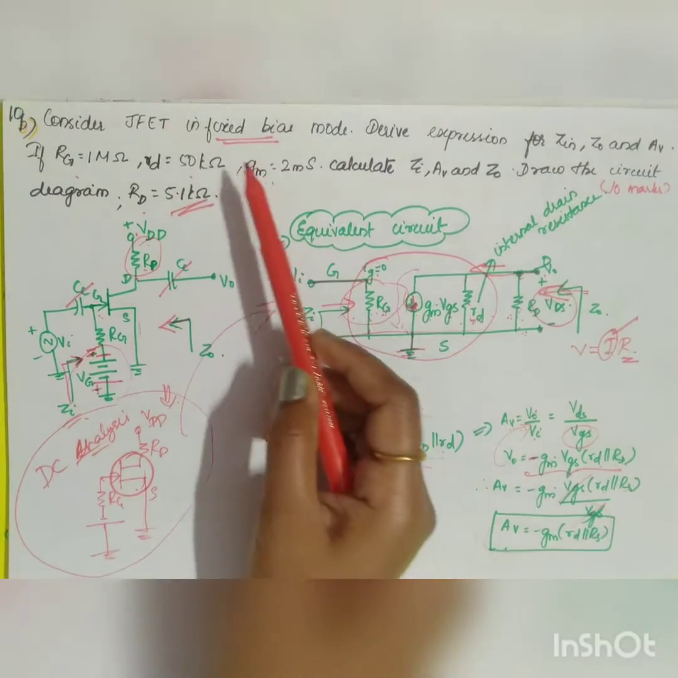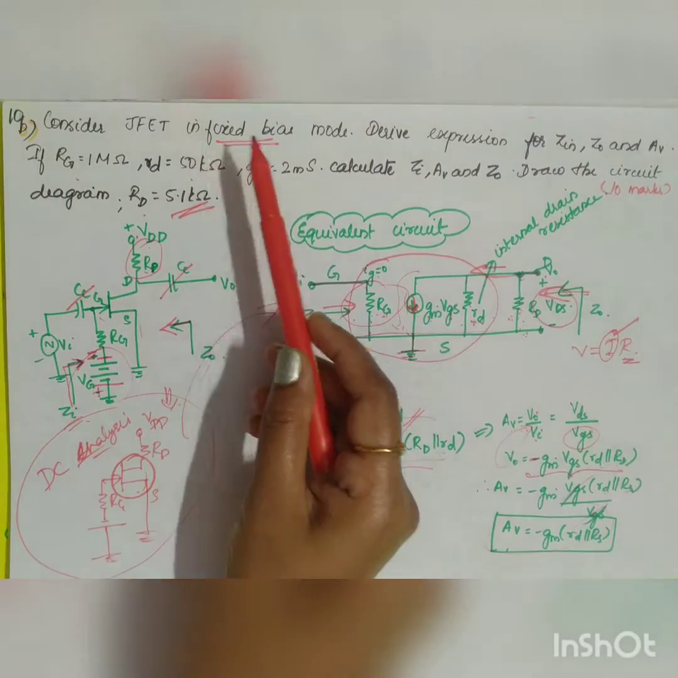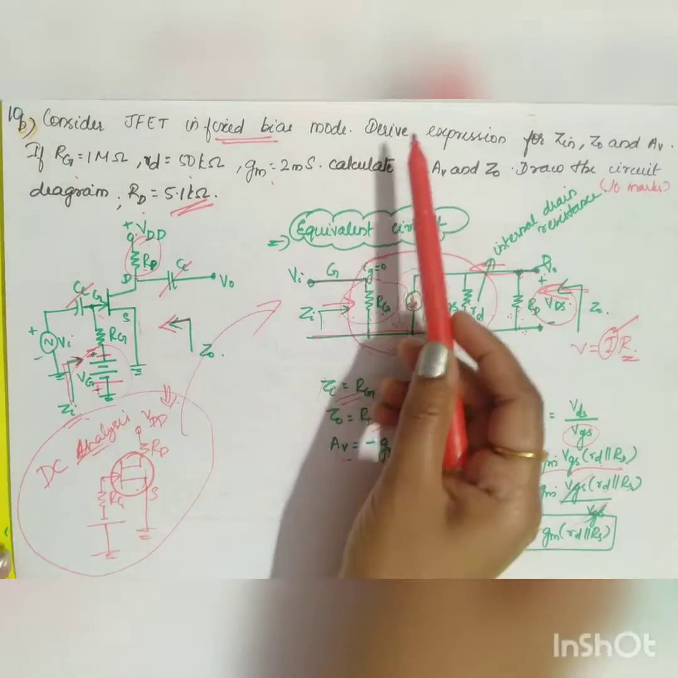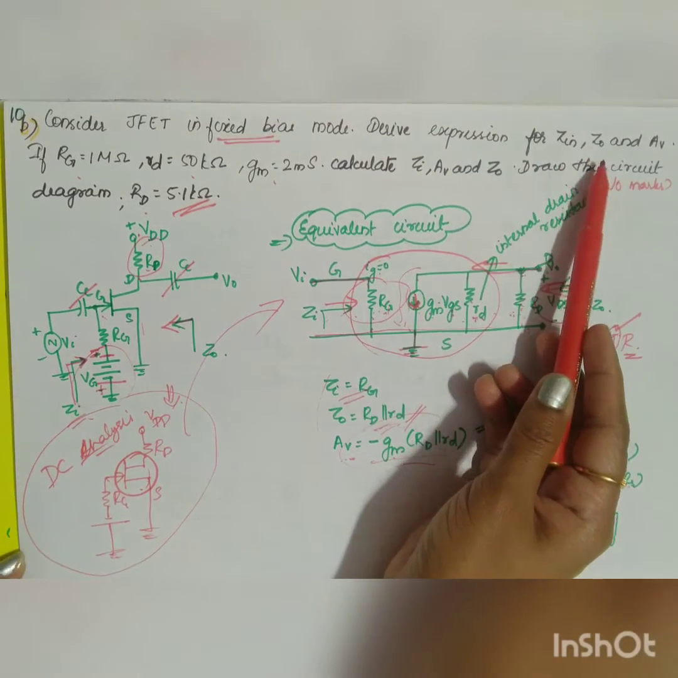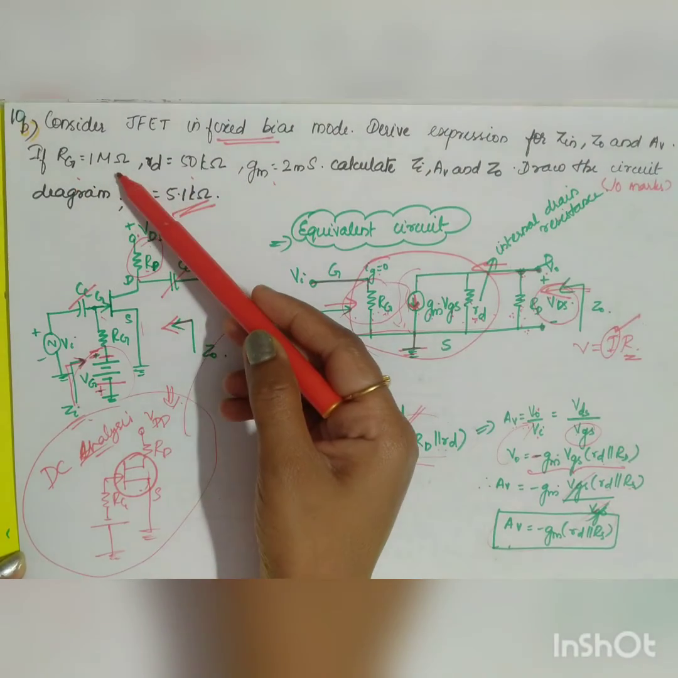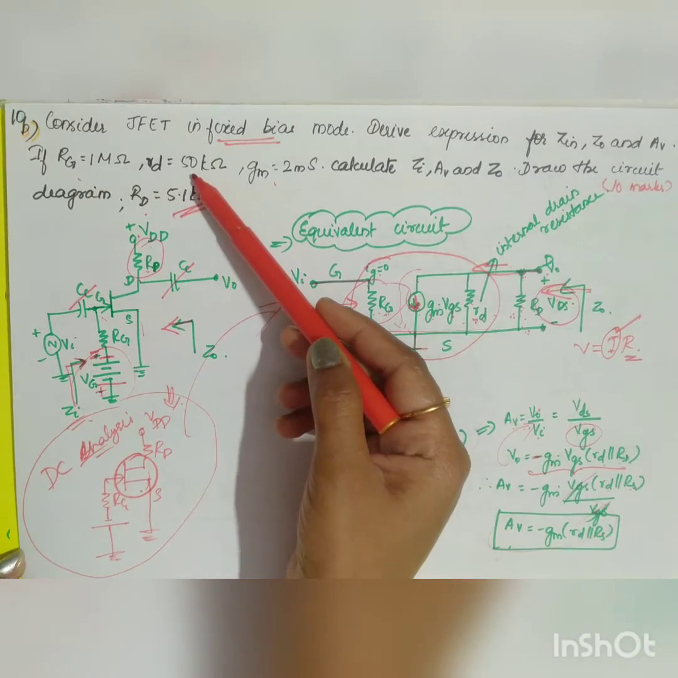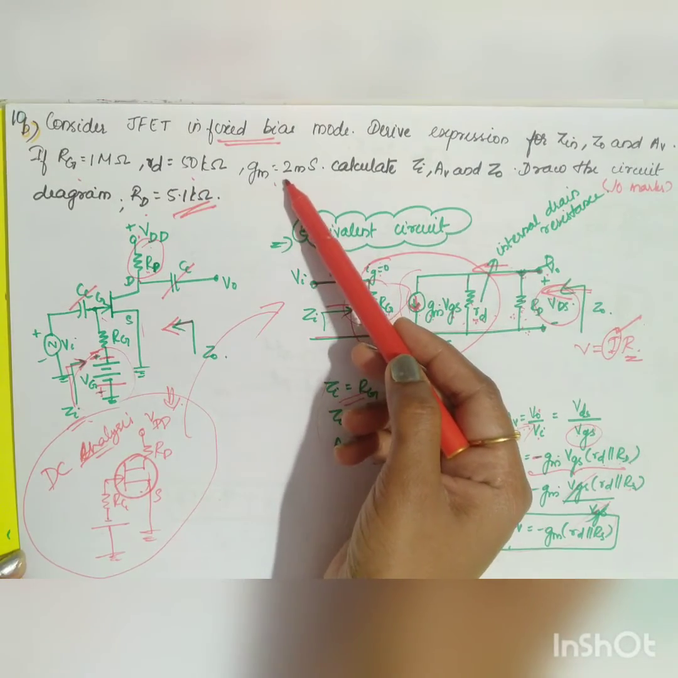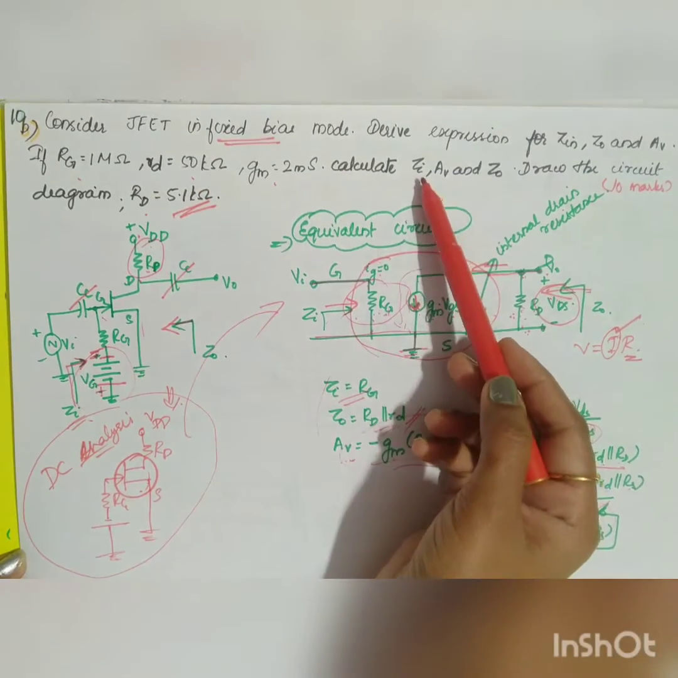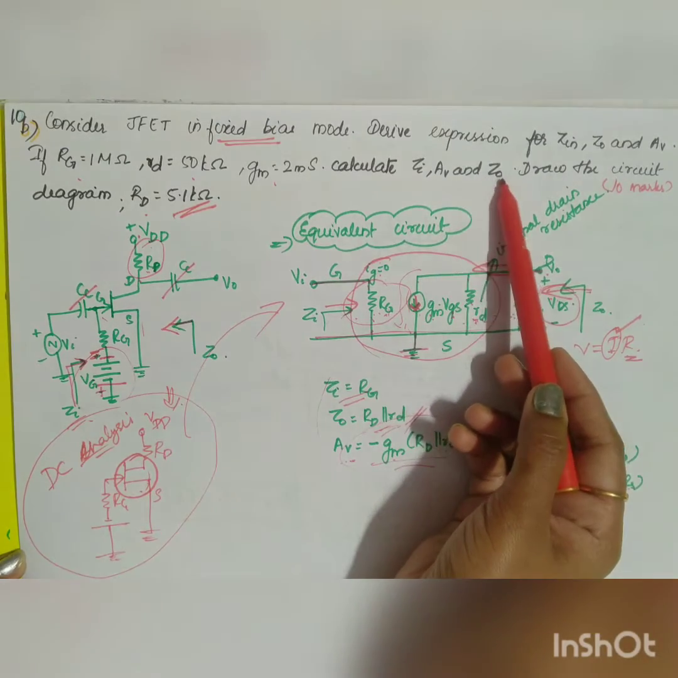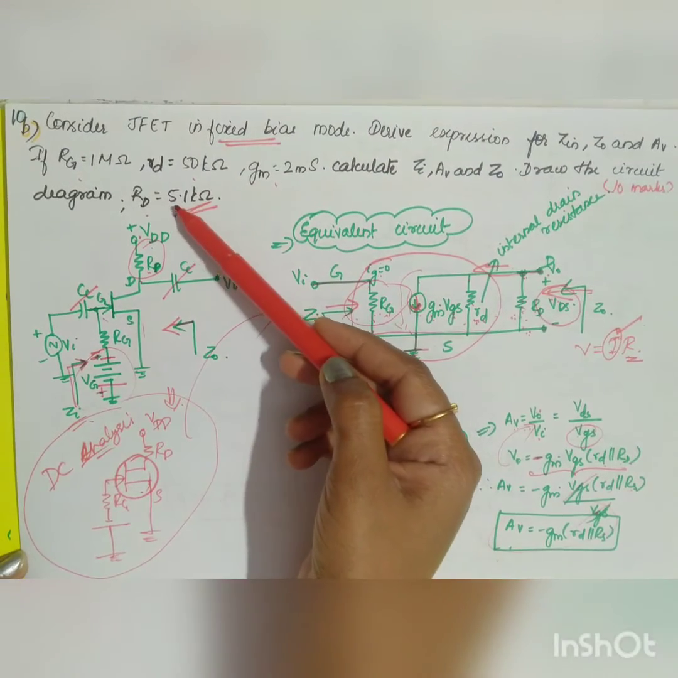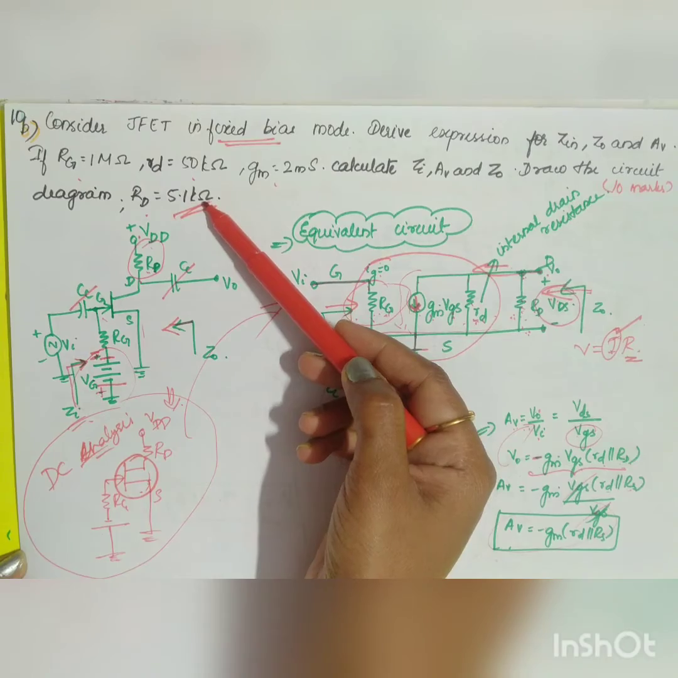The next question is 10th question B part. Consider JFET in a fixed bias mode. Derive expression for Zi, Z0 and AV. If RG is equal to 1 mega ohm, small rd is equal to 50 kilo ohm, gm is equal to 2 millisiemens, and RD is equal to 5.1 kilo ohm, then calculate Zi, AV, Z0 and draw the circuit diagram.